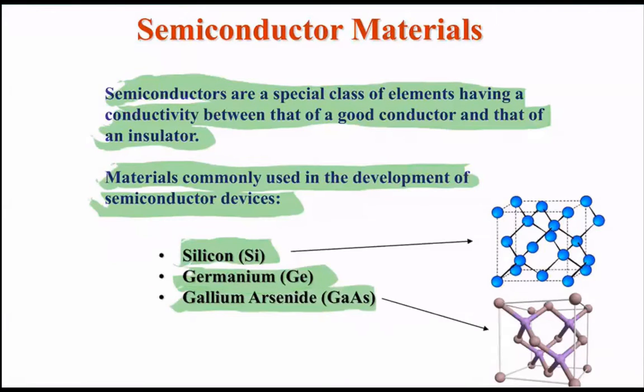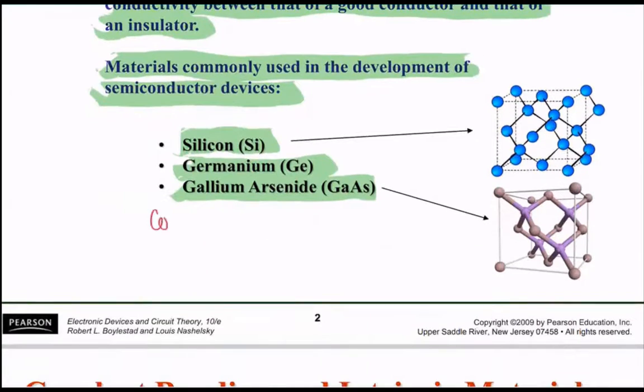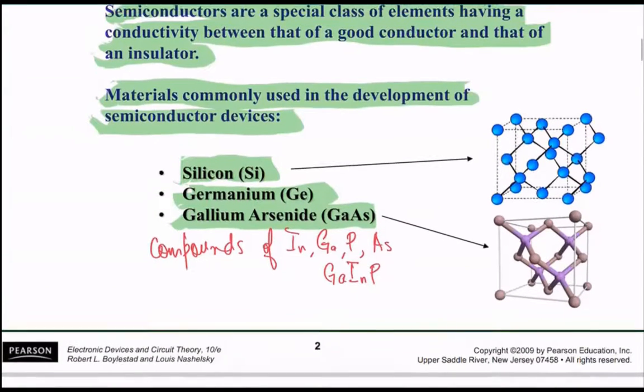Gallium arsenide is a compound, also a very important semiconductor in the world of electronics. There are more semiconductor materials, which are compounds of indium, gallium, phosphide, and arsenide. For example, there's another semiconductor compound, gallium indium phosphide. This is another very important semiconductor material.